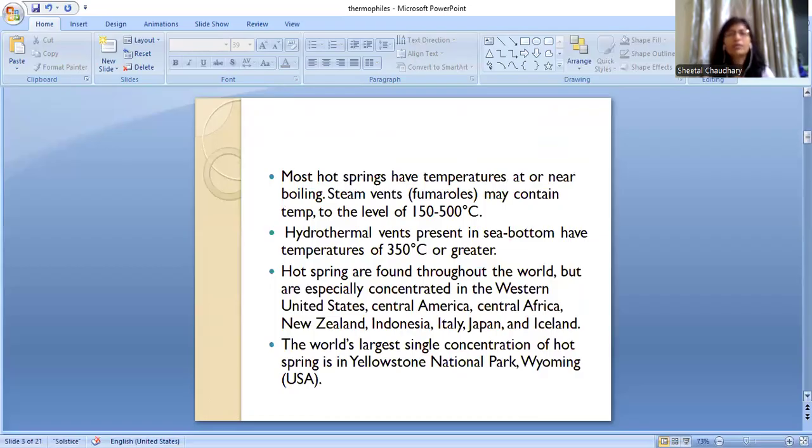Most hot springs have temperatures at or near boiling. Steam vents may contain temperatures of 150 to 500 degrees centigrade. Hydrothermal vents on the sea bottom have temperatures of 350 degrees centigrade or greater. Hot springs are found throughout the world, but are especially concentrated in the western United States, Central America, Central Africa, New Zealand, Indonesia, Italy, Japan, and Iceland. The world's largest single concentration of hot springs is in Yellowstone National Park, Wyoming, USA.